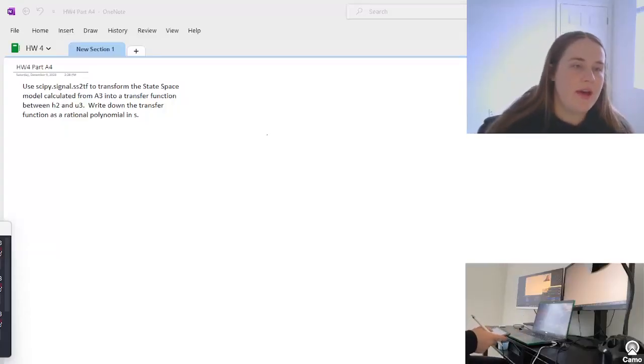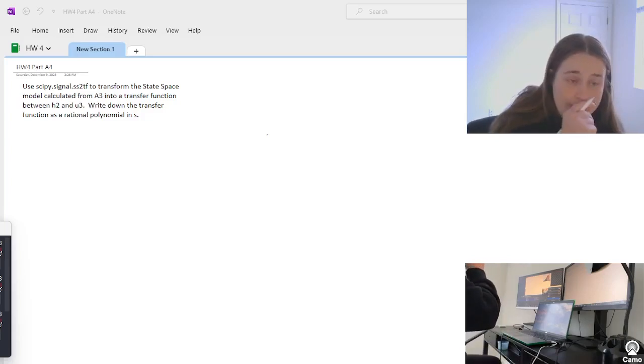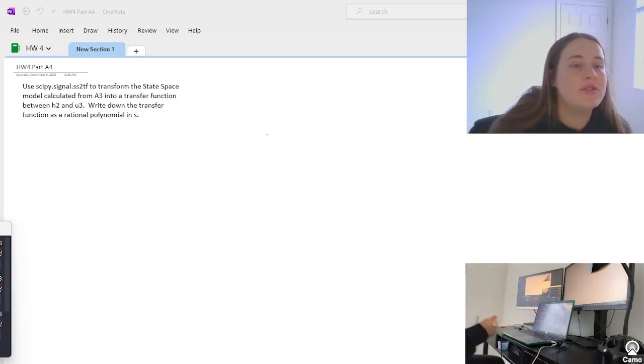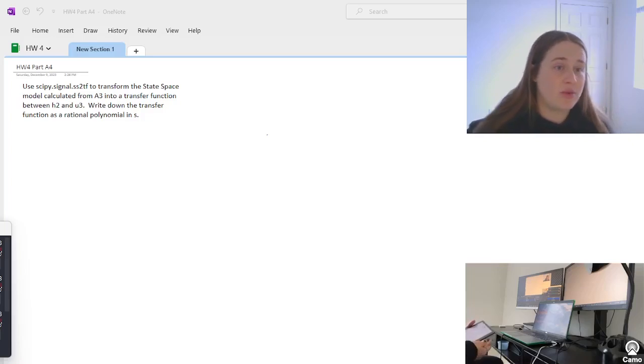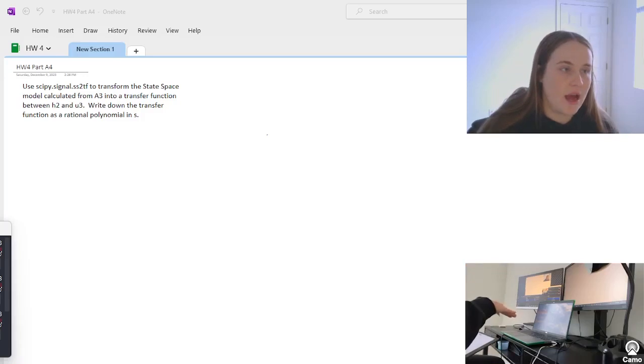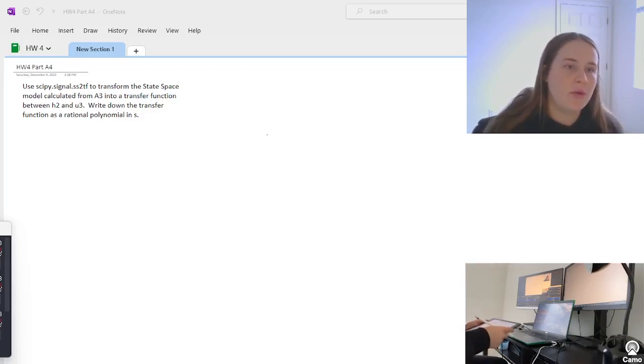Okay, so here we have part A4 of the homework. And for this part, we want to use Google Colab to transform the state space model that we calculated from A3 into a transfer function between H2 and U3. And then I'll write this down as a transfer function after I get the numbers from the array in our code. But first, I just wanted to show what a transfer function would look like for this.